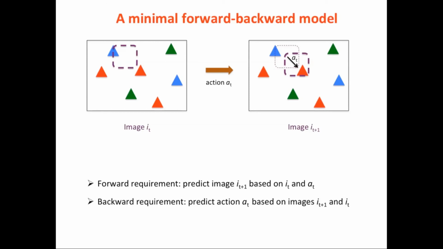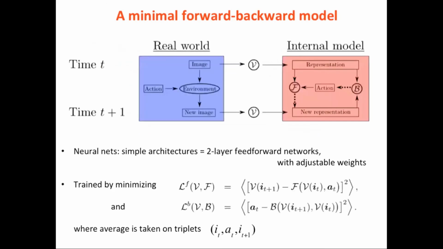We have also a backward requirement. If we have the image at time t and the new image at time t plus 1 after some action has been done, then we would like the animal to be able to predict the action which was done, a t. So here is actually what we do. We train very simple feed-forward neural networks with 2 layers with adjustable weights to implement these 2 computation modules, the forward requirement and the backward requirement.